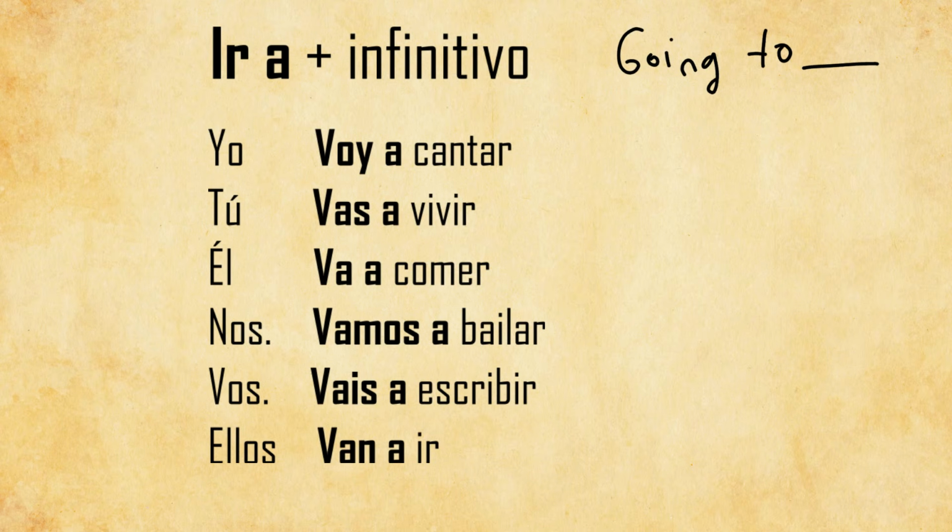So you can see the structure right here very clearly. Ir in the conjugated form, preposition a, and the actual verb in the infinitive form. So the only thing you have to know here is the actual conjugation of the verb ir. Voy, vas, va, vamos, vais, van. Don't forget the a right here, the preposition. Just as in English you couldn't say going sing or going walk or going whatever. The preposition has to be there, and so it has to be there in the Spanish version as well. And then the infinitive. That's all.